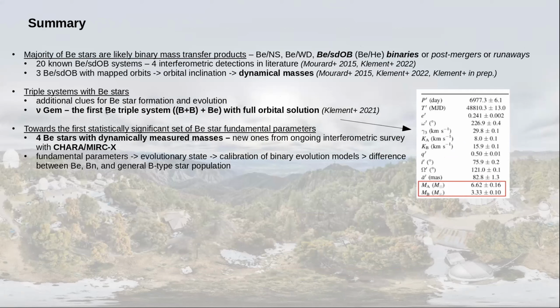Triple systems are also very useful sometimes to obtain dynamical masses. So far, there is one system for which the BE star is an outer component of a hierarchical triple, and we were able to obtain a very precise mass for that one. And this whole project aims towards the first statistically significant set of BE star fundamental parameters and dynamical masses. And that is all from me.